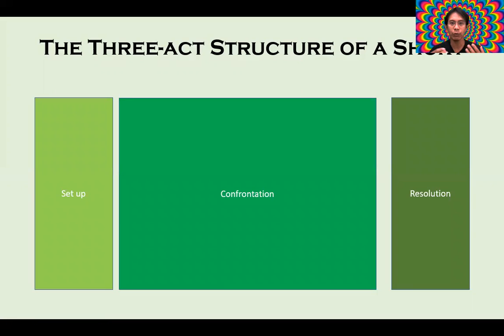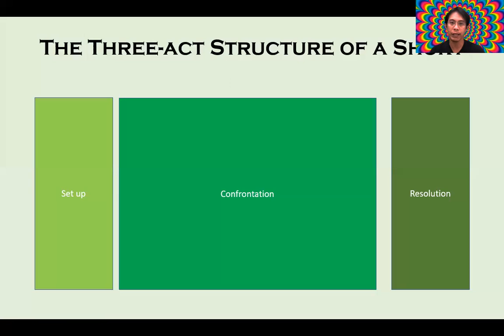In an 8 sequence structure, these three elements are divided further. So the setup is usually divided into two parts, and then the confrontation is divided further into four parts, and the resolution is usually two parts. If you see a lot of Hollywood movies, you might have recognized this element soon. Now let me give you further details.